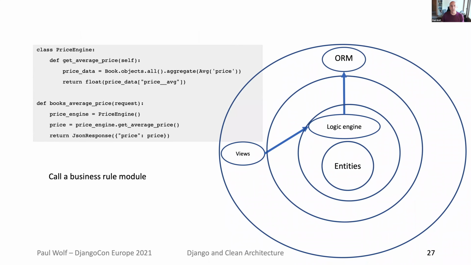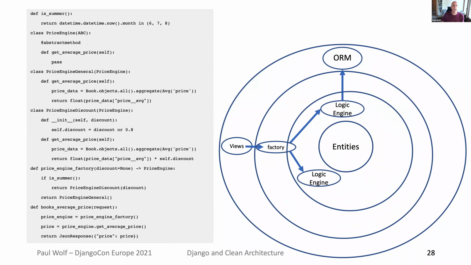Now I can change this to do something like this, where I have a price engine, let's call it. This is a very simple example, but you can imagine more complicated pricing algorithms. My price engine has a method, get average price. In my view function, I create an instance of the price engine, get the average price. You can see in the view function, I'm not directly interacting with the ORM.